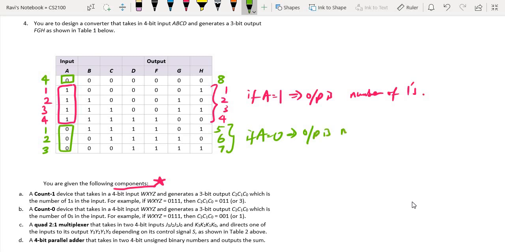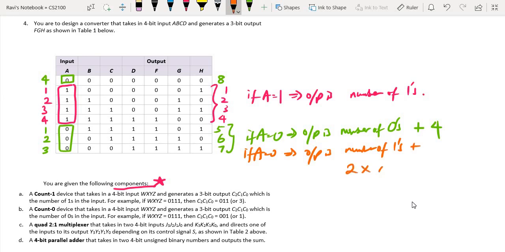output is number of zeros plus 4. Okay, so that is one relationship you can see. The other possible relationship is, you can also observe that if A is 0, the output is number of 1s plus 2 times the number of zeros.